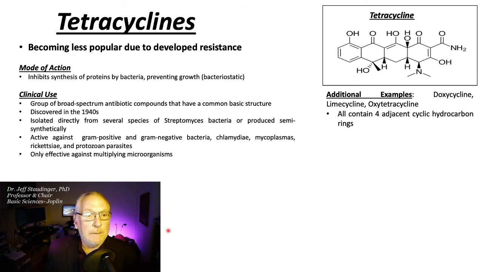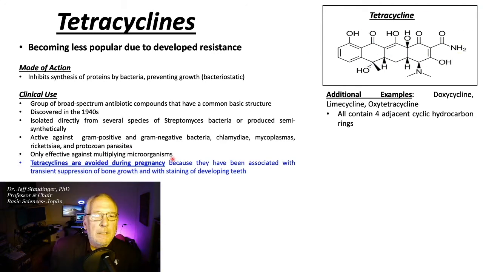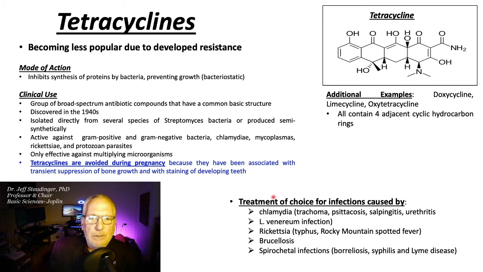Discovered in the 1940s, tetracyclines inhibit synthesis of proteins by bacteria, and they are bacteriostatic. The prototypical example is tetracycline. Additional examples include doxycycline, lymecycline, and oxytetracycline. They're active against gram-positive and gram-negative bacteria, chlamydia, mycoplasmas, rickettsia, and protozoan parasites. They're only effective against multiplying organisms. They're to be avoided during pregnancy because they've been associated with transient suppression of bone growth and staining of developing teeth. Tetracyclines are the treatment of choice for infections caused by chlamydia, rickettsia, brucellosis, and spirochete infections.